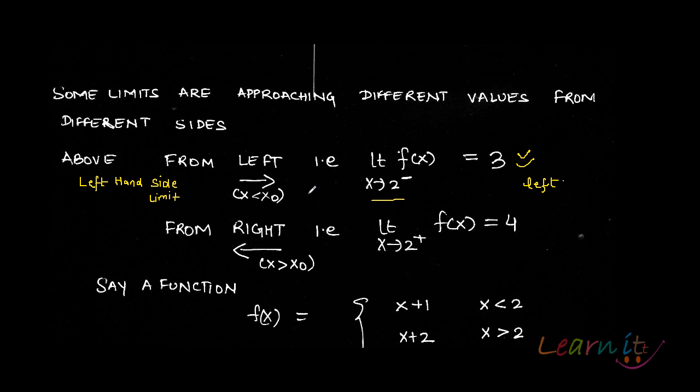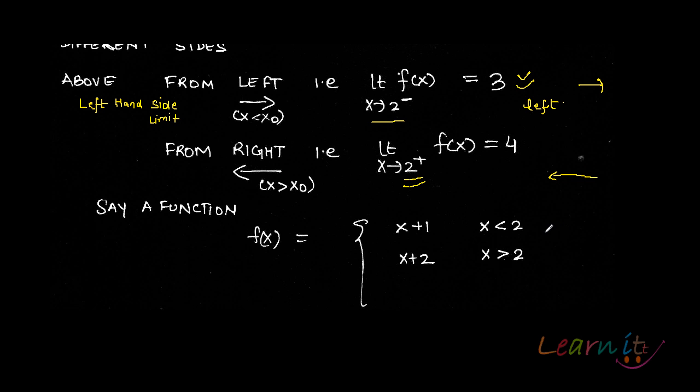Just look at these arrows. I have given you these arrows so that you understand what we are talking about. Limit from right means that I am coming from right moving towards left, and from left it means I am coming from left moving towards right. This is denoted by 2 plus, and f(x) equals 4. So a function like this is almost like a function x plus 1 when x is less than 2, and x plus 2 when x is greater than 2.